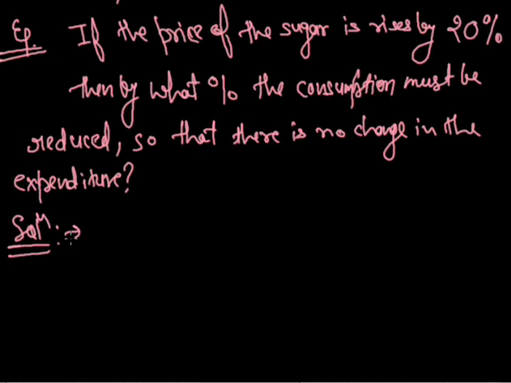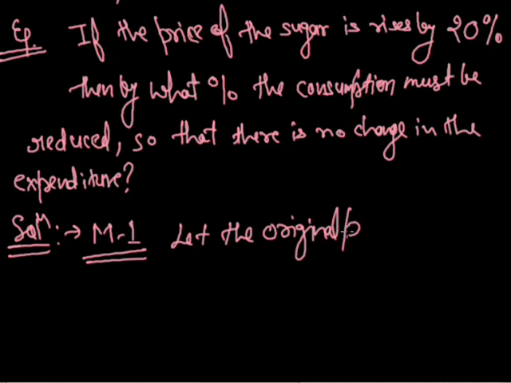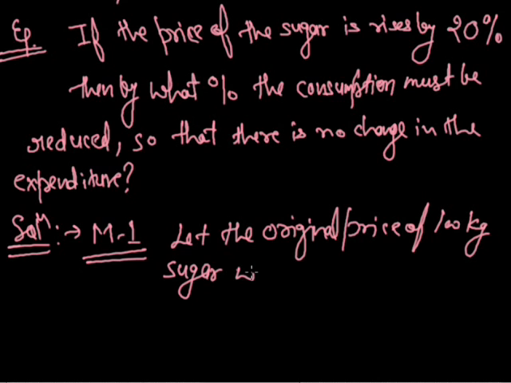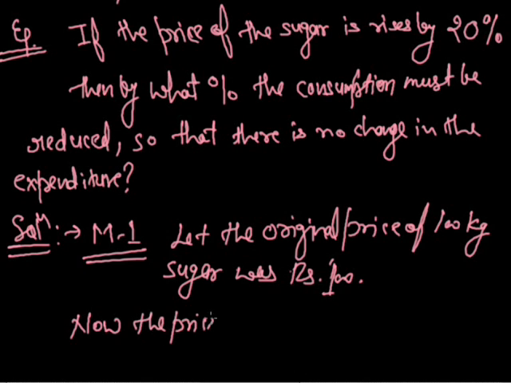Now see, to solve these types of sums we have various methods. Let us talk about the first method, the normal method. Let us assume that the original price of 100 kg of sugar was 100 rupees. That means 1 rupee per kg, which is not possible, but well, let us assume. Now as the price rises by 20%, the price of 100 kg of sugar is 120 rupees.